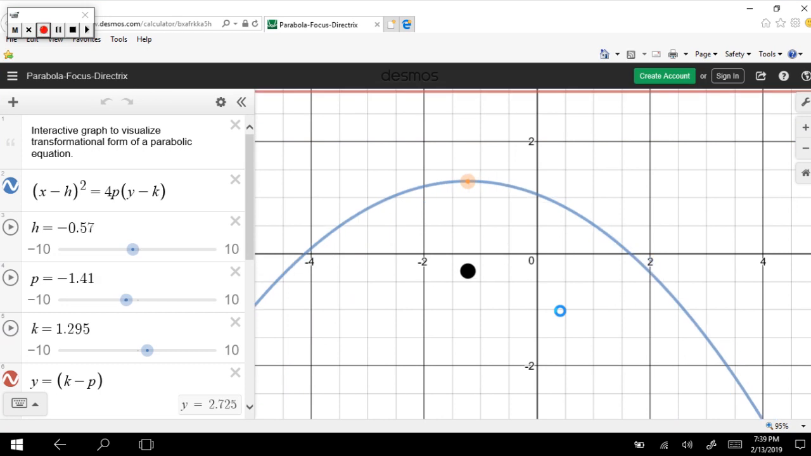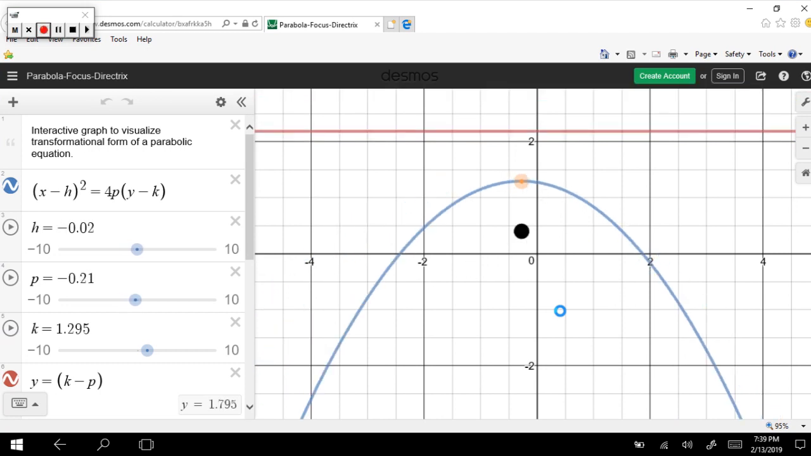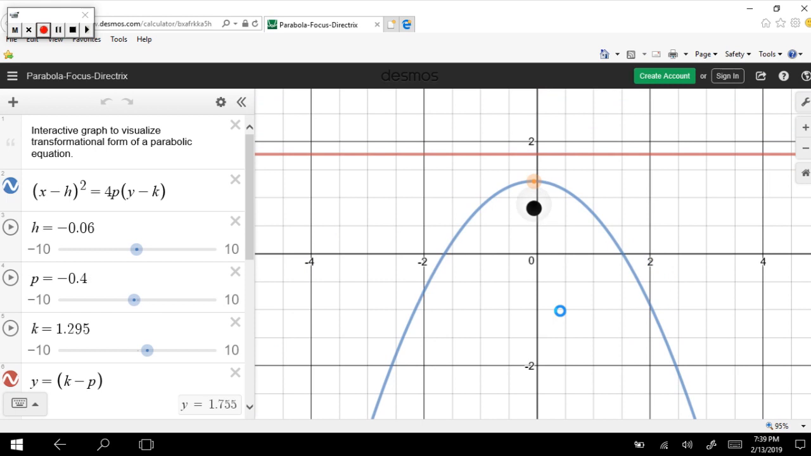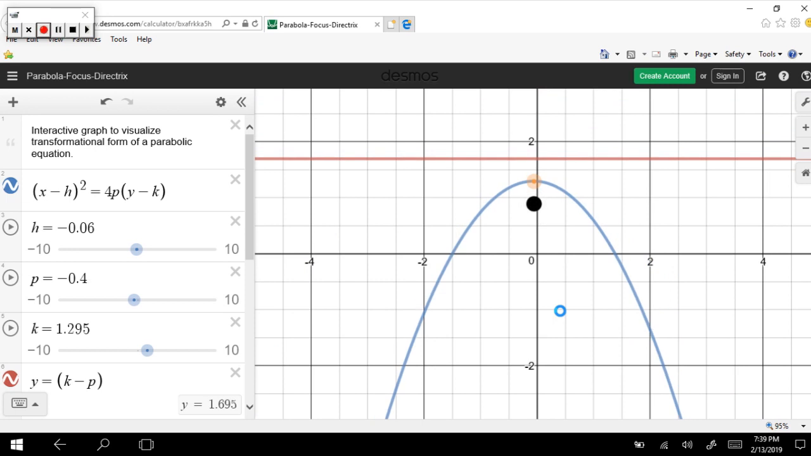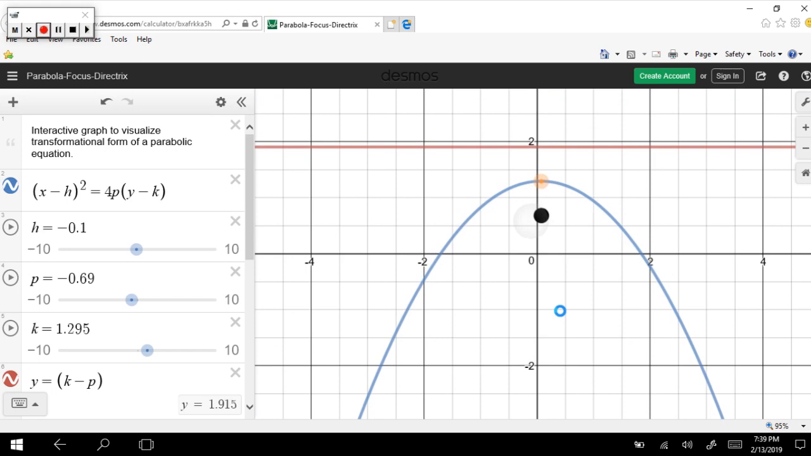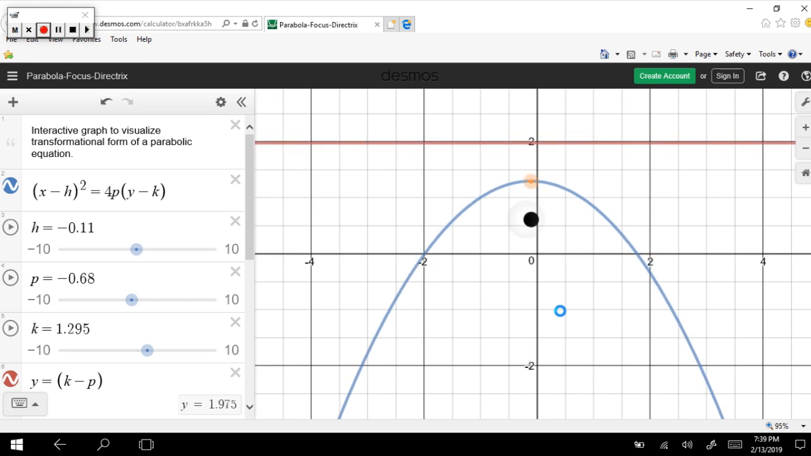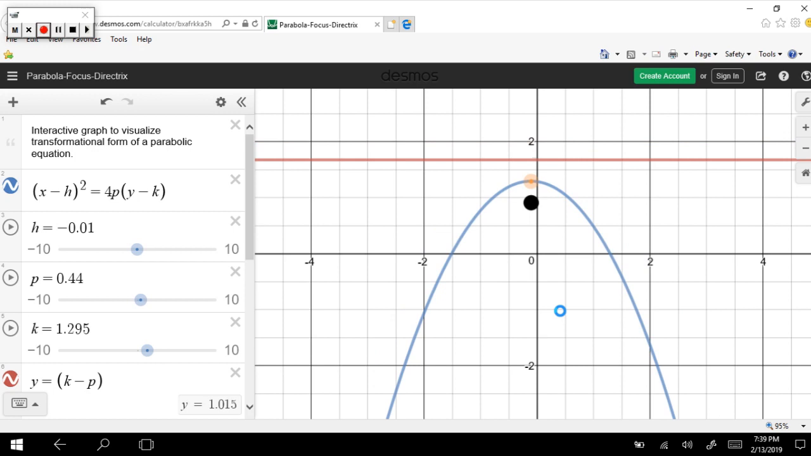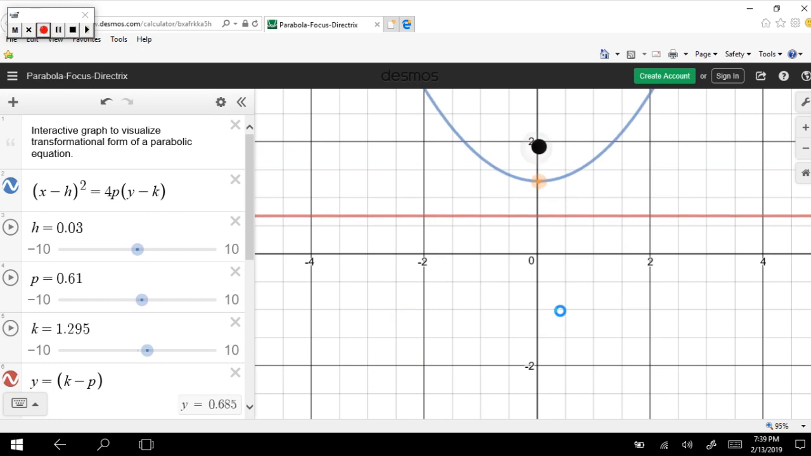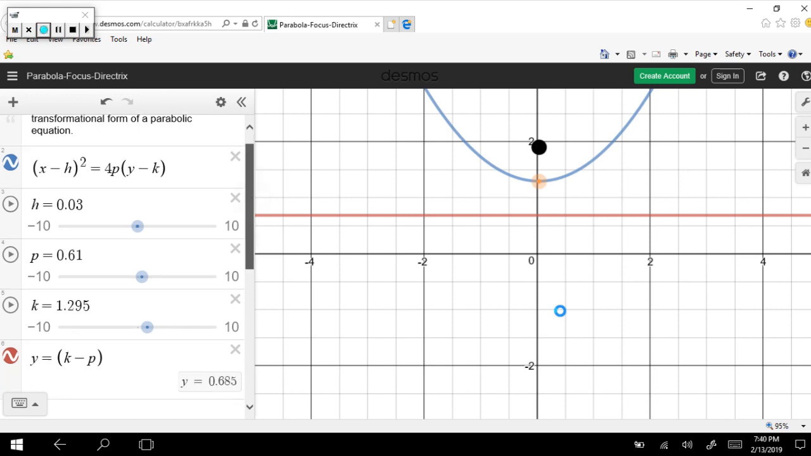It's pretty slow. I can move this around, and you can see that as I move the focus around, the directrix moves too, but they stay in the same orientation unless I move the focus above the parabola, in which case everything flips. So the vertex is always directly between the focus and the directrix. In fact, it's p away from the focus and it's p away from the directrix. This is just in the case of an up and down parabola.